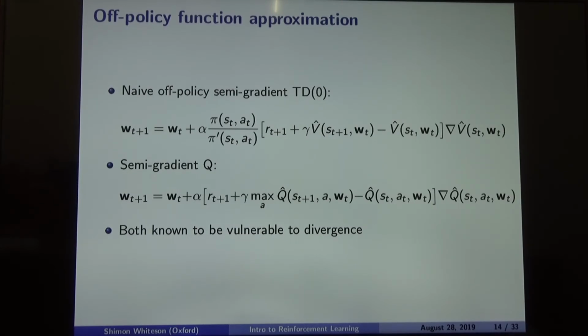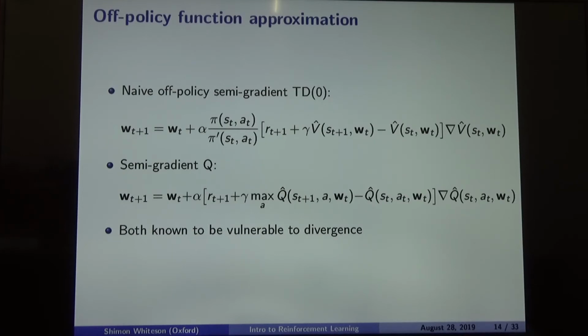So for TD(0), we can make it off-policy just by introducing these importance weights, just like we did in the Monte Carlo setting. For Q-learning, we can just take the Q-learning update rule and add this gradient, using the semi-gradient update rule that we've seen in other contexts. Strictly speaking, we should do importance sampling here, although in practice, typically we don't. So this is a simple approach to off-policy function approximation, but both of these methods are known to be vulnerable to divergence.